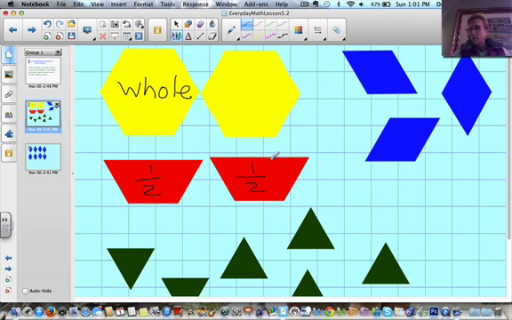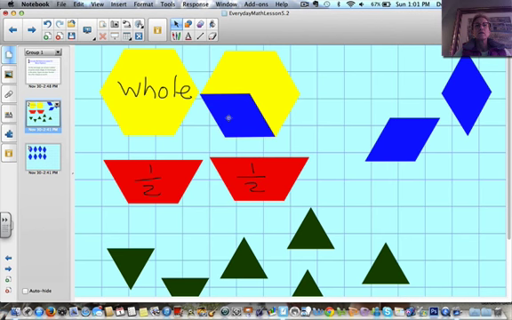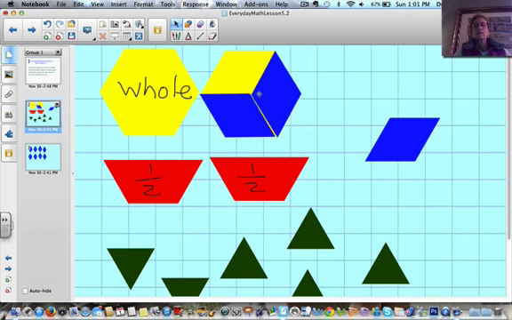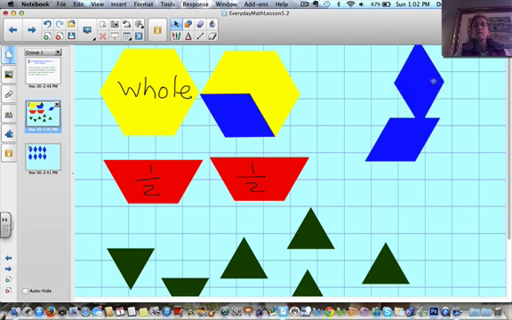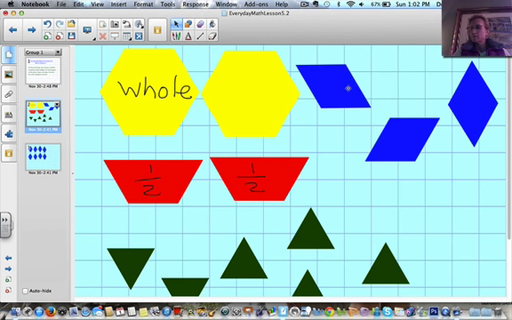So let's move on and talk about the rhombus. If I slide this over, you can see, and I'll put one more on there just to make the point, that 3 of those are going to fit onto the hexagon, so each one of them is equal to 1/3. So I'm just going to write 1/3.